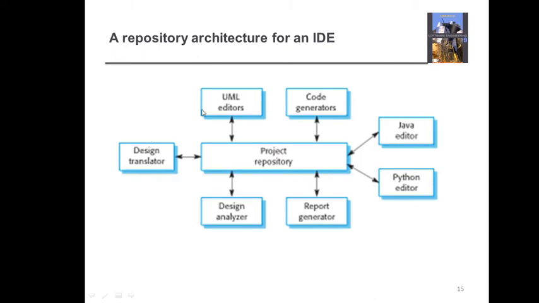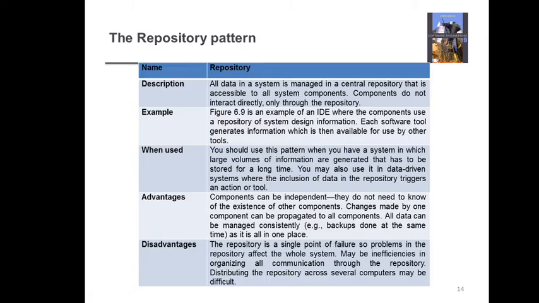They cannot directly interact with each other. So everything is centrally placed here and everyone can access the information from here. This is a repository architecture. Now see, description: all data in a system is managed in a central repository that is accessible to all system components. Components do not interact directly, only through the repository, right? Now, second one, example, this is for a project repository, fine.